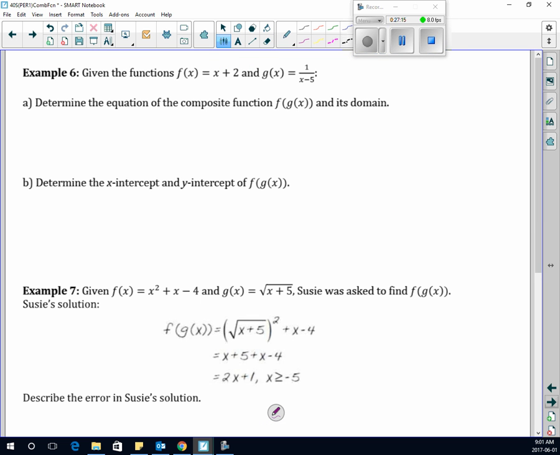Okay, given the functions, f of x is this line and g of x is this rational function, determine the equation of the composite function f of g of x and its domain. Determine its x-intercept and y-intercept. So why don't you try that? Okay. So I'm doing f of g of x, so I have to find f of 1 over x minus 5. So that would be 1 over x minus 5 plus 2. So maybe I should be putting f of g of x equals to make an equation there.